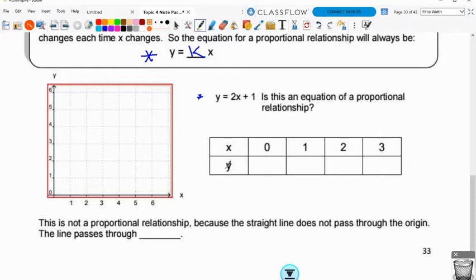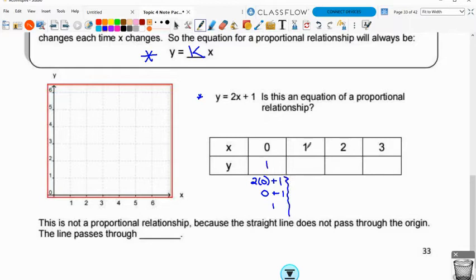The value of y depends on the value of x. The way that you get the value of y is by substituting the x value into this equation. So for this example, we're going to have to do 2 times 0 plus 1. Following the order of operations, we would have to multiply first. 2 times 0 is 0. Add 1, that gives us a value of 1. So when x is 0, y equals 1.